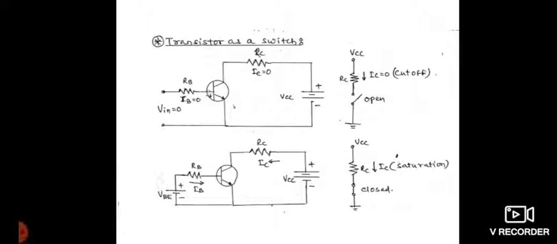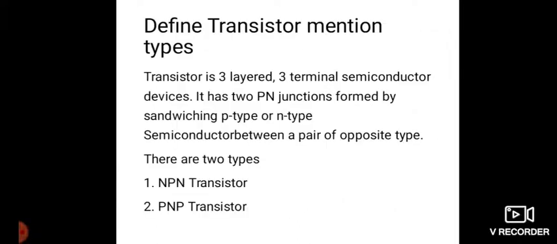So, the transistor can be used as an open switch or closed switch depending on whether we apply IB or whether we do not apply IB. In this situation the transistor will act as a switch, either open switch or closed switch.